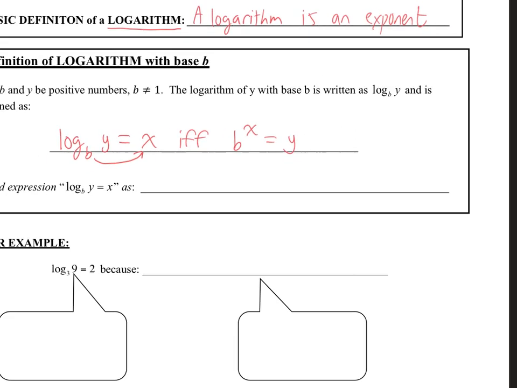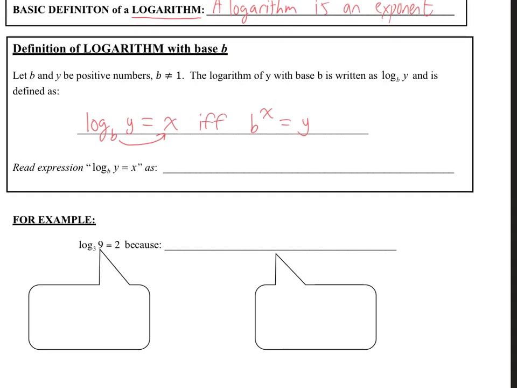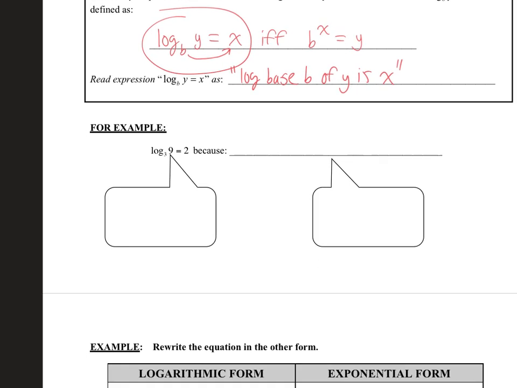Okay? So this is read as log base b of y is x. That's how you read that, okay? That's how you read this right here: log base b of y is equal to x. Okay, let's move along here.